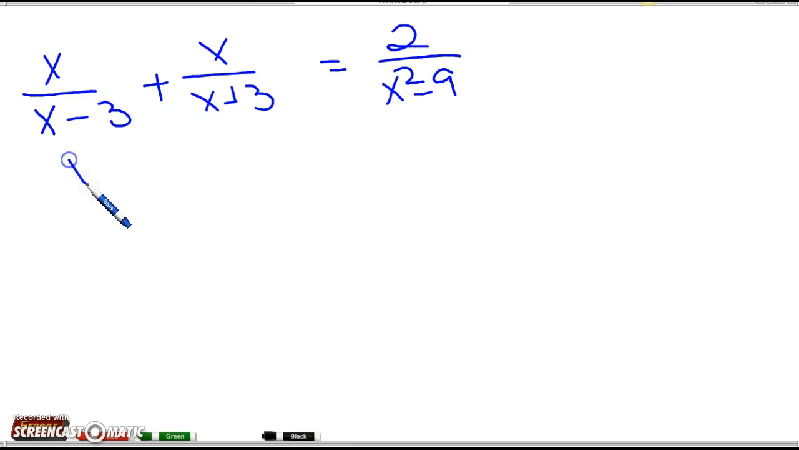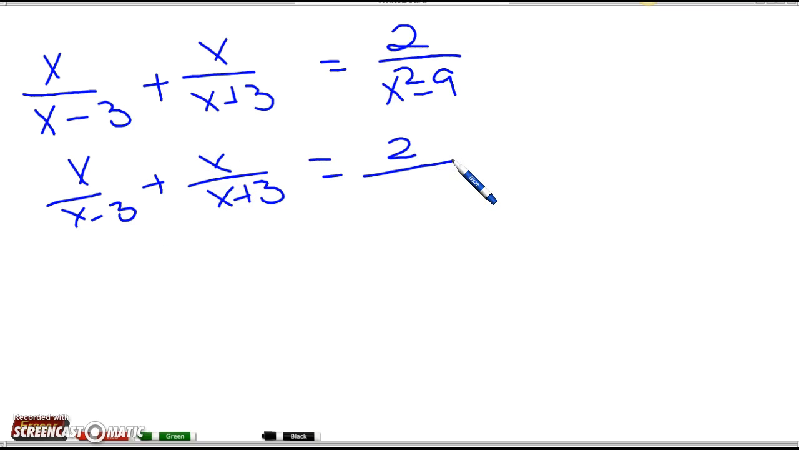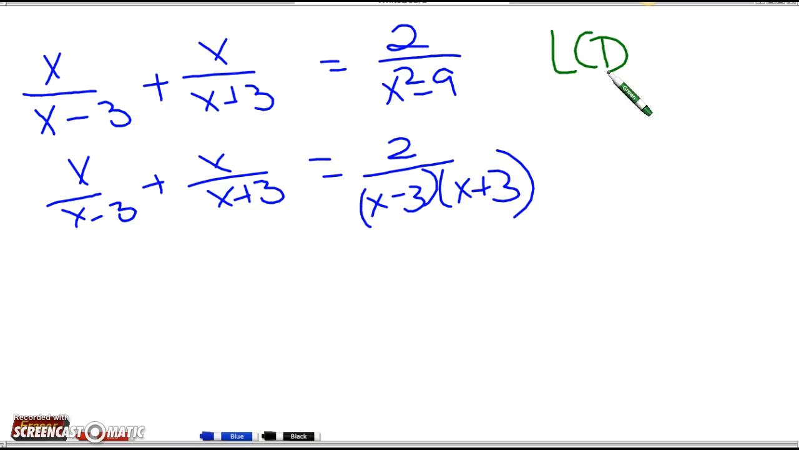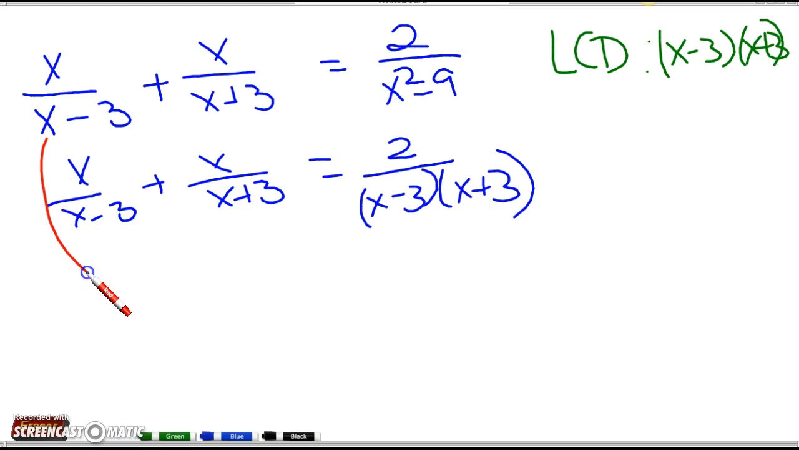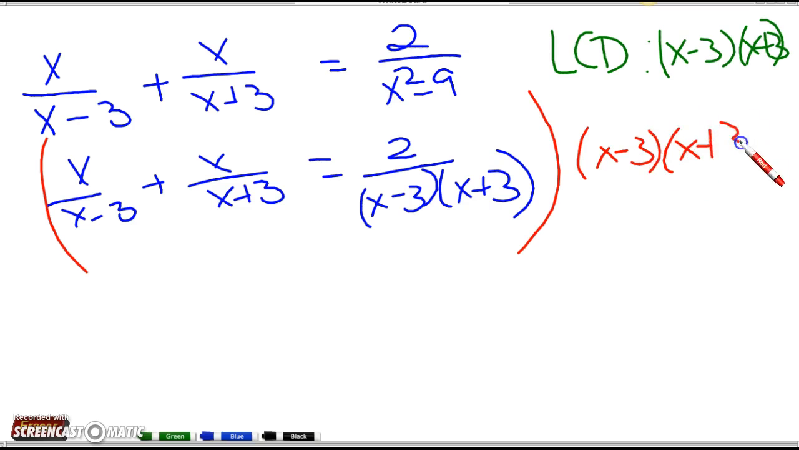The first thing I'm going to do, just so that I can readily see, I'm going to change this to x minus 3 and x plus 3. And if I look at it, I see that my least common denominator, and we definitely talked about this in another lesson, is x minus 3 and x plus 3. So I'm going to multiply the entire equation by x minus 3 and x plus 3.